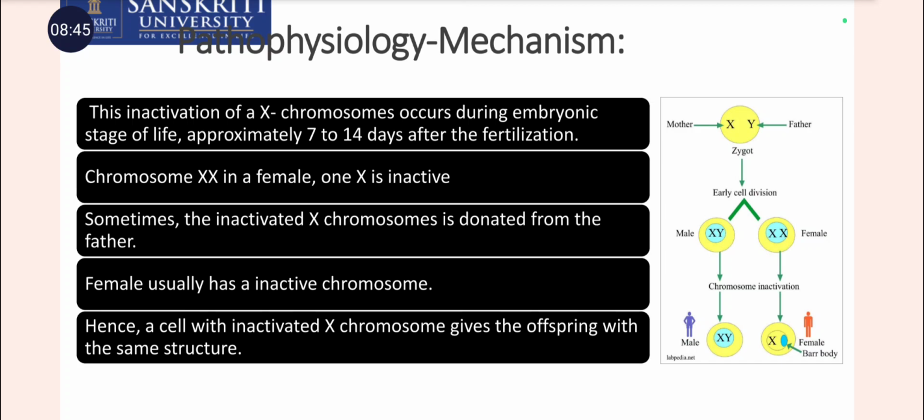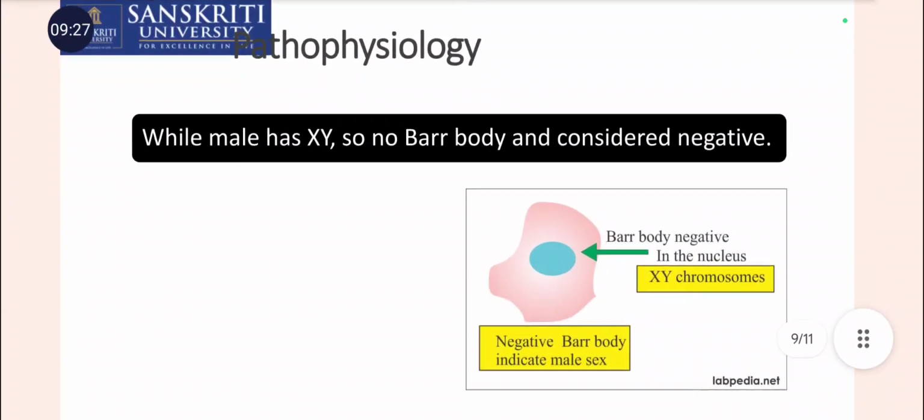So we see that one of the X chromosomes has been inactivated, and this occurs during the embryonic life stage only, approximately 7 to 14 days after fertilization. But in embryonic life, we already saw in the previous slide that the 4 to 8 cell stage also you can detect it. Chromosome XX in a female, one X is inactive, and sometimes the inactivated X chromosome is donated from the father also. Female usually has an inactive chromosome, and hence the cell with inactivated X chromosome gives the offspring the same structure. So this is the image.